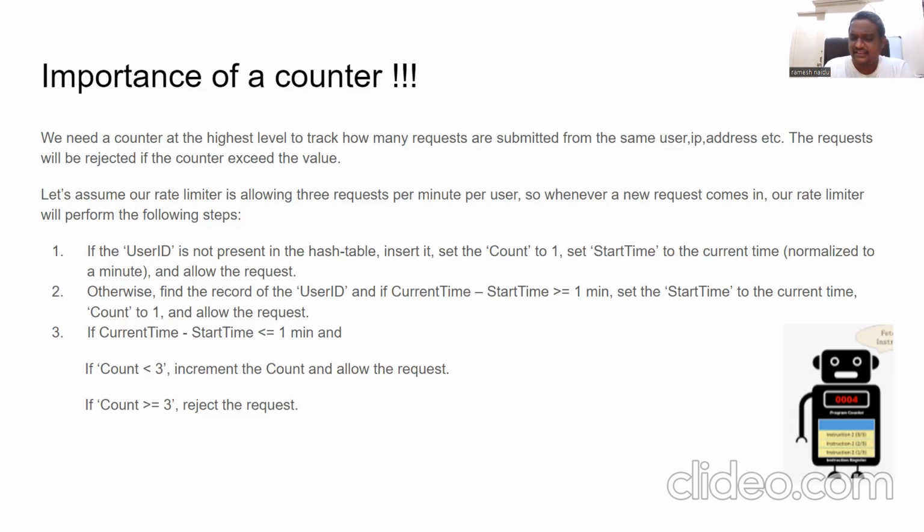That is what it does, and it simply allows the request. Assume that it already has the user ID. It finds the user ID already existing. Then it tries to find the difference between the current time and the start time. The start time is the time which is already registered in the hash table. It just takes the difference.